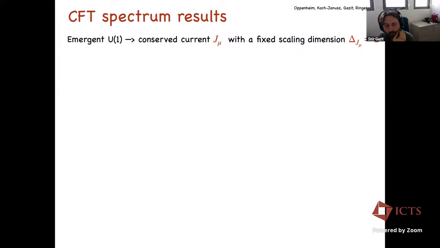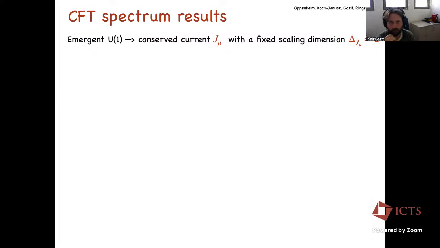So, if you have an emergent U1 symmetry, it means that you have a current operator, right? Because if you have a continuous symmetry, you must have a current operator that comes along with it. It's a theorem.